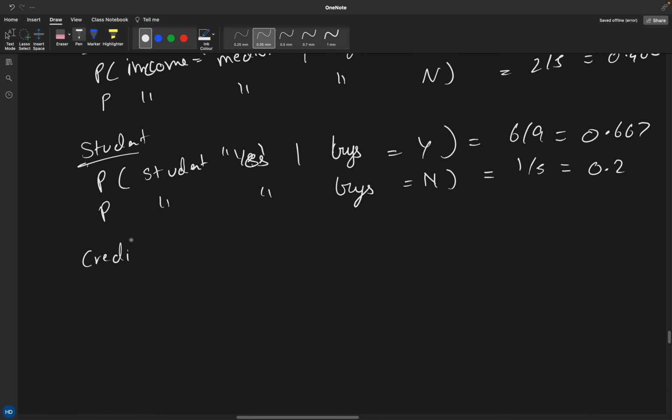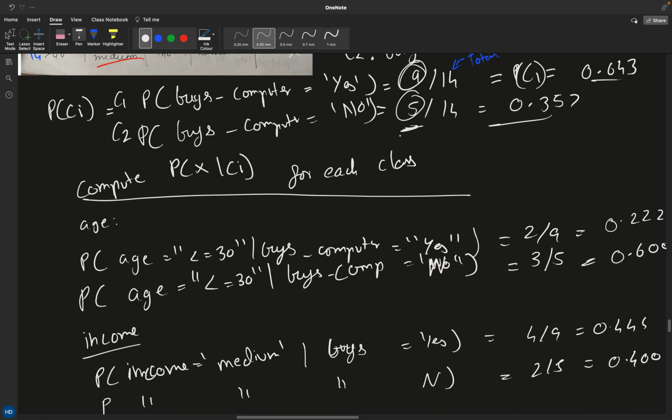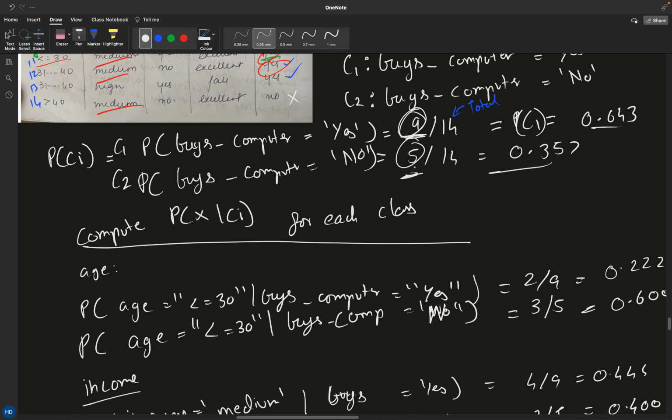Last attribute that we got is credit. So probability of credit, which is fair, उसमें is he able to buy, is he or she able to buy? Yes, which is 6 by 9, 0.667. Probability credit fair buys no is 2 by 5. Again, last time, for the people who did not understand how is this 6 and 2 coming in the picture and how is it 9 and 5. 9 is basically total yeses, no is basically total no's.